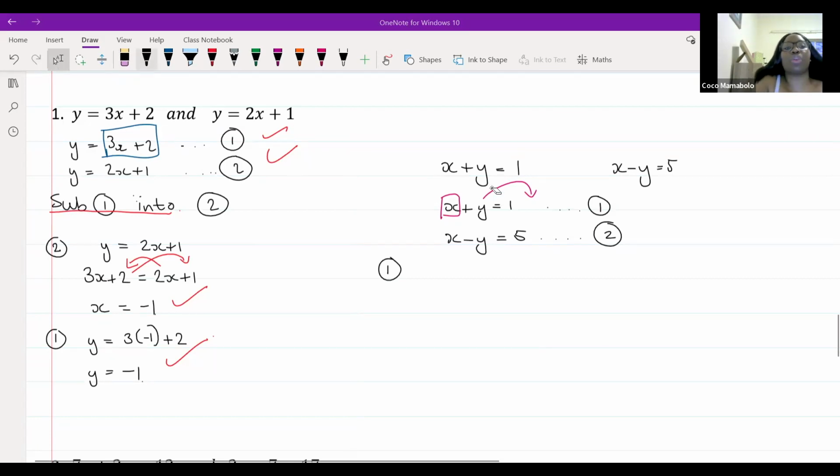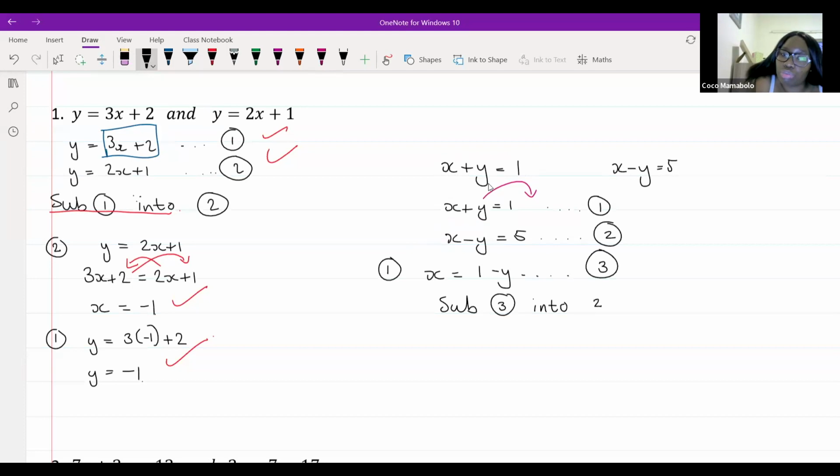Okay, good. Now that we're going to rearrange equation 1, I'm going to get x is equal to 1 minus y if I take y over. Now, do we see how that equation and this equation are two completely different things? They're not the same thing. That means we now have to take this new equation we've written and label it equation 3. Then we can say sub equation 3 into equation 2.